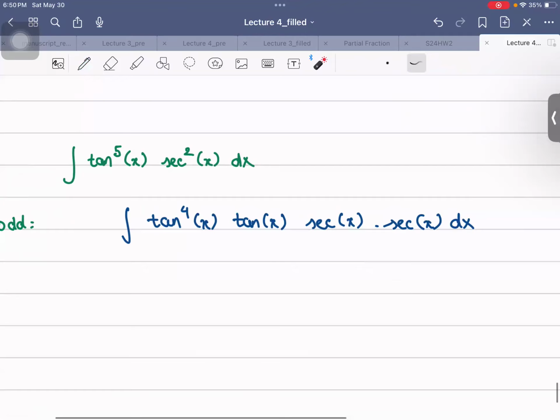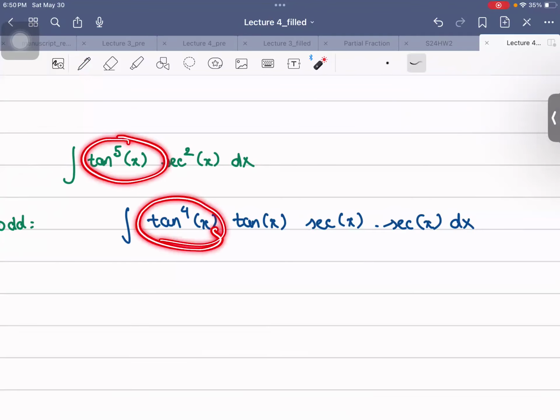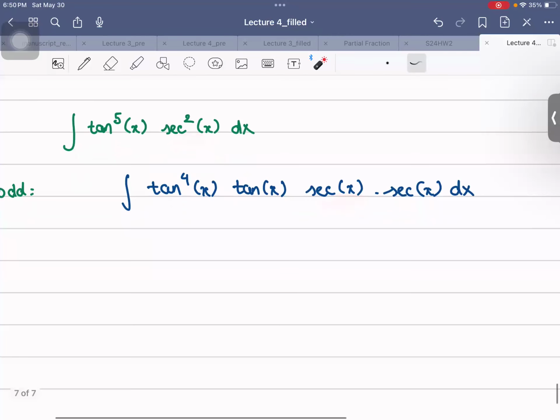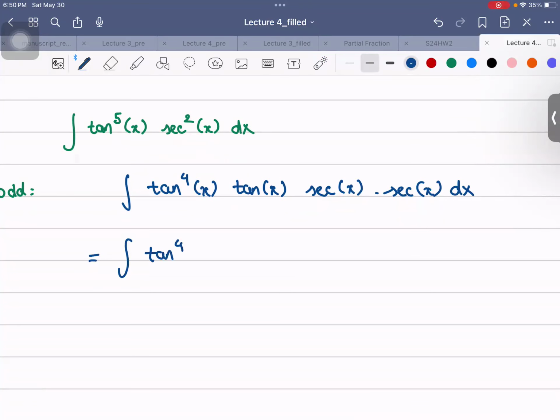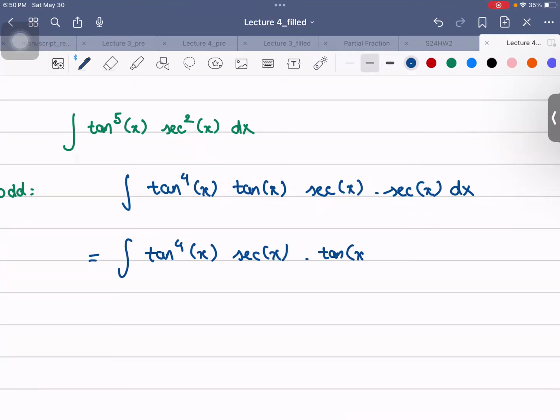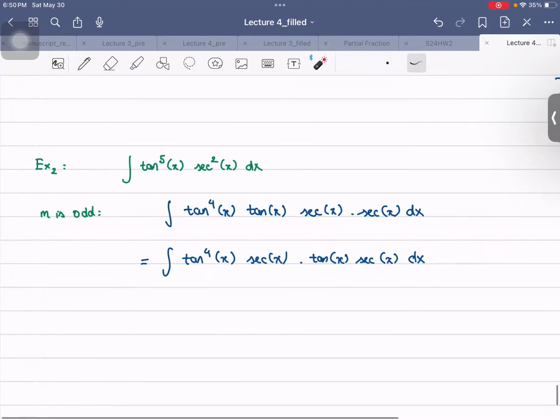That's why I have to take one tangent from tangent to the power of 4, and I have to take out one secant from secant squared. So I have tangent to the power of 3 times secant of x, and I'm going to save tangent and secant. I just write it out separately to emphasize that I'm going to save them.